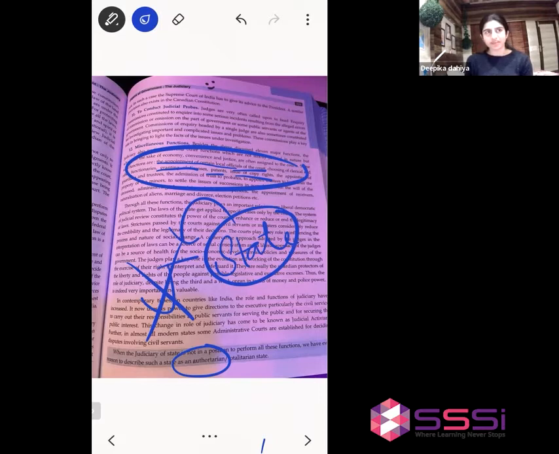For example, let's say the army. The army is in control of China, but the army is working separately. The civil government is working separately. Are you getting my point?